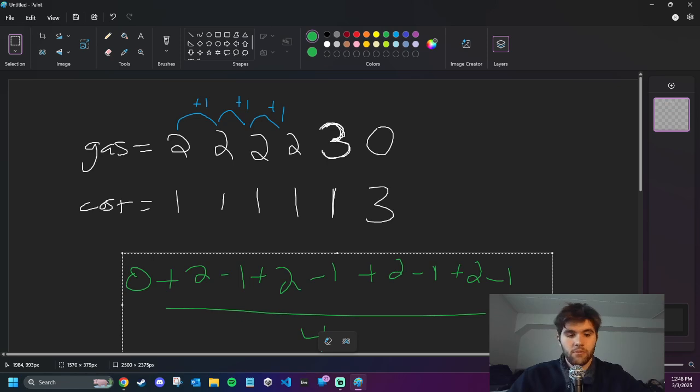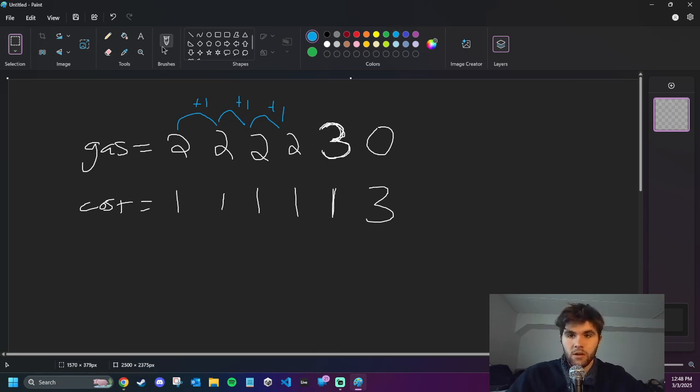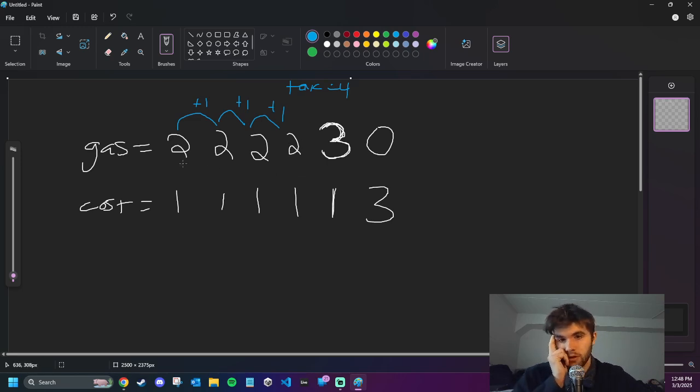Yep, so that would be 4. And then you'd have tank equals 4 at this point. Then you would subtract, or did we already subtract the 1? Yeah, 1, 1, 1, 1. Okay, so we'd arrive here with tank equals 4. And then we would get 7 minus 1 equals 6.